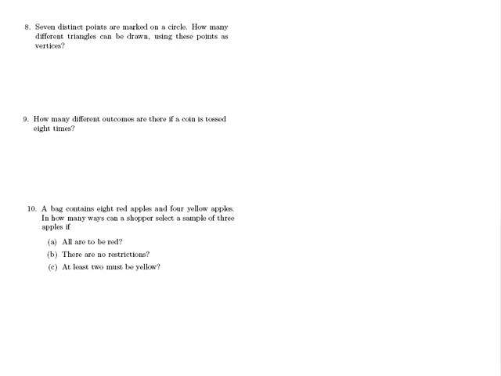Question 8. 7 distinct points are marked on a circle. How many different triangles can be drawn? So if I draw myself a circle and then put on our 7 points, now a triangle needs 3 vertices, 3 corners. If I start here, is there any point that I cannot go to? No, I can go to any of the other 6 points. So let's just draw a triangle here. Using 3 of those points, I drew a triangle.